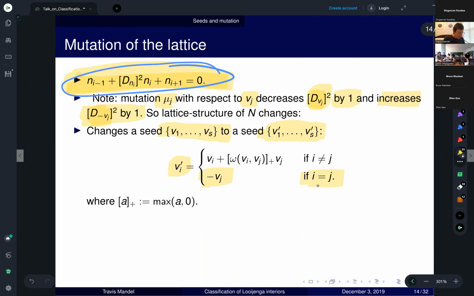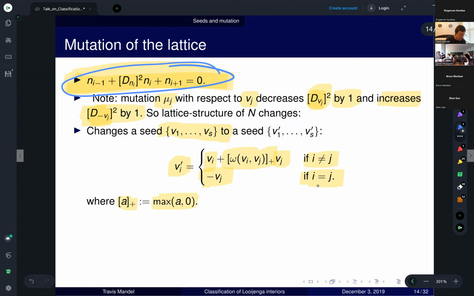Right. So these other VIs, or VI primes, for I not equal to J, they change by this piecewise linear map where you take your VI and you add some multiple of VJ, and that multiple is given by that skew pairing omega of VI and VJ, if that skew pairing is positive. If it's negative, then you don't add this at all. So this notation here, this A bracket plus, means you take the maximum of A and 0. So you add this if it's positive, otherwise ignore it.